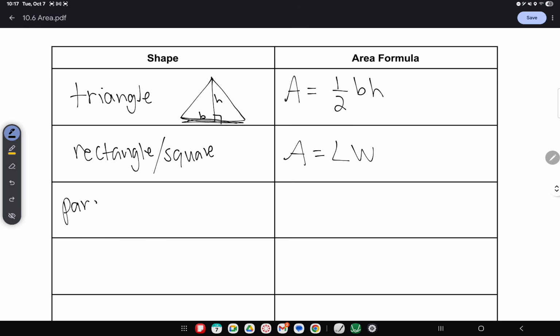All right, a parallelogram. So that's like a slanted rectangle. That area is base times height. So this could be the base, and then the height, so it's a dotted line, would be here.